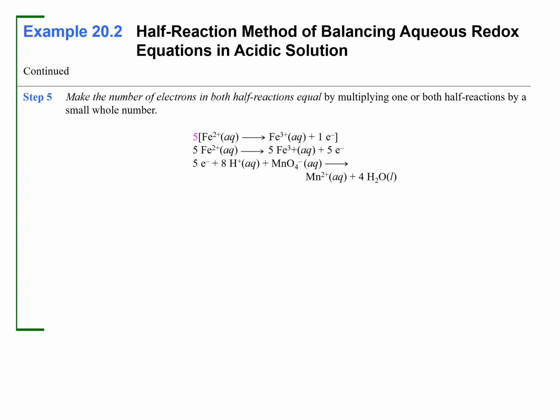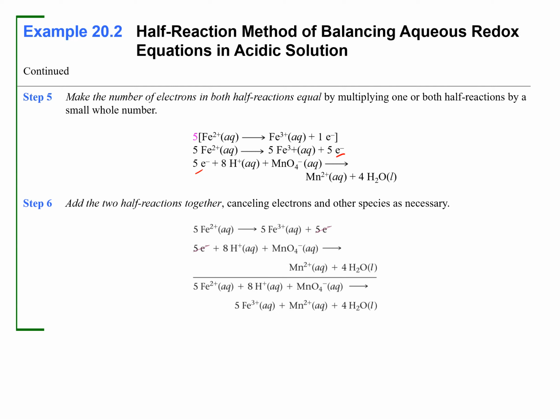And that's what we're going to have to do here. So 5 across the board times everything is going to give us 5 iron 2s are going to produce 5 iron 3s and 5 electrons. And now our electrons are balanced on both sides of the equation, and our masses are balanced on both sides of the equation. So let's cancel these bad boys. Add them up and cancel things.